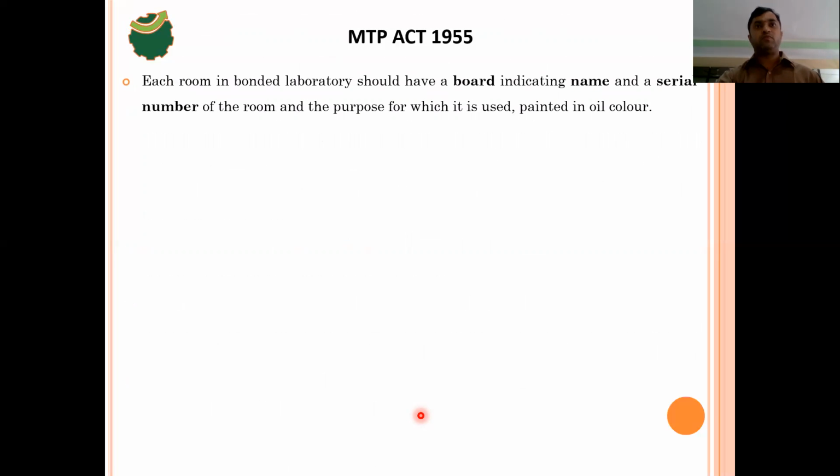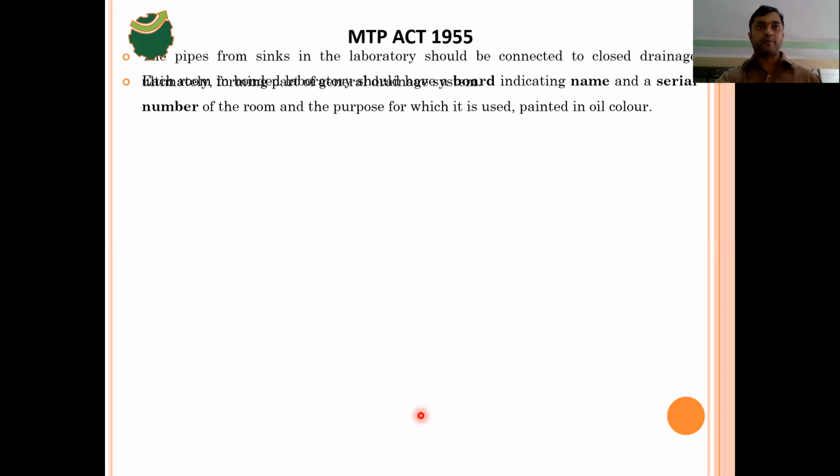Each room in a bonded laboratory should have a board indicating the name and a serial number of the room and the purpose for which it is used, and it is painted in oil color. Every room should bear a board indicating the name of the room and the serial number, to be painted with an oil color.